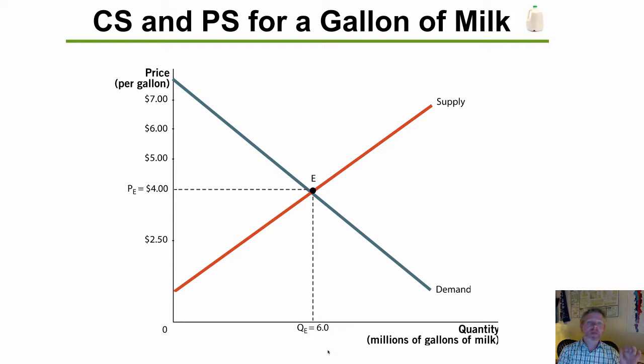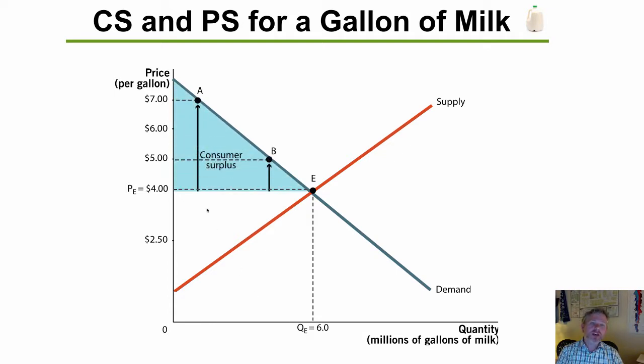All right. So where is the consumer surplus? Where is the producer surplus? All right. So think about, where are there consumers who have a willingness to pay that is higher than the price? All right. And it's this area.